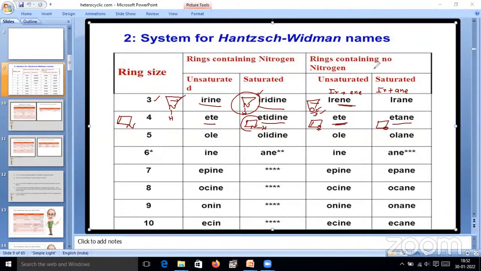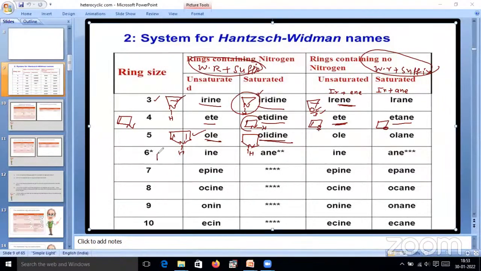Etane is word root plus suffix. This is the word root plus suffix. Okay, right? Suppose if it is 5-membered system, you can write ole for 5-membered nitrogen containing unsaturated heterocyclic system. Suppose if it is 5-membered nitrogen containing saturated system without double bond, you can write it as olidine.